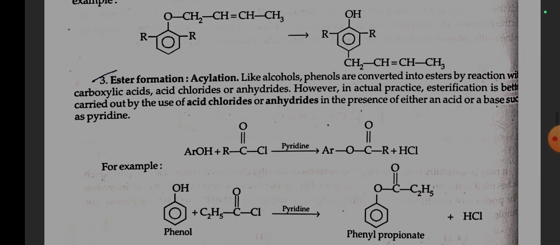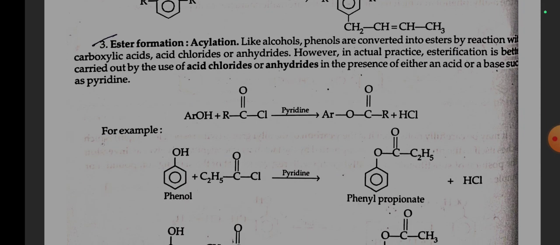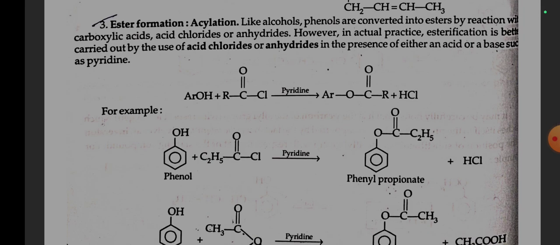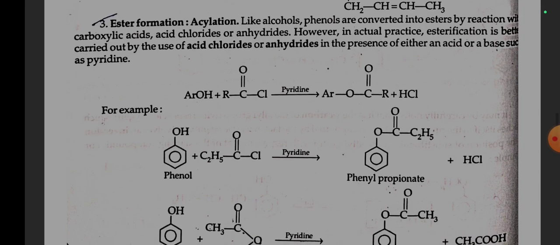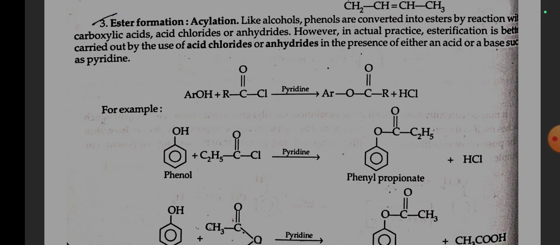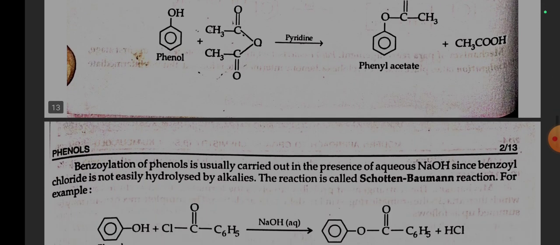For example, number 3, ester formation, acylation. Like alcohols, phenols are converted into esters by reaction with carboxylic acids, acid chlorides or anhydrides. However, in actual practice, esterification is better carried out by the use of acid chlorides or anhydrides in the presence of either an acid or base such as pyridine.